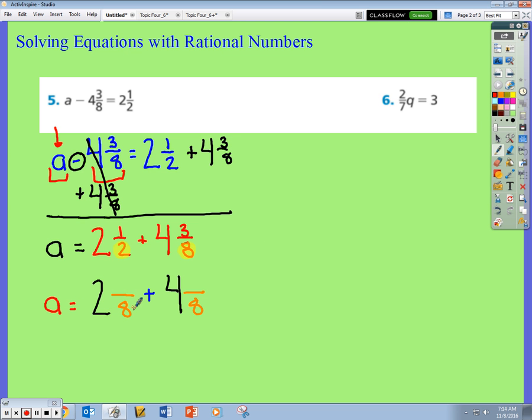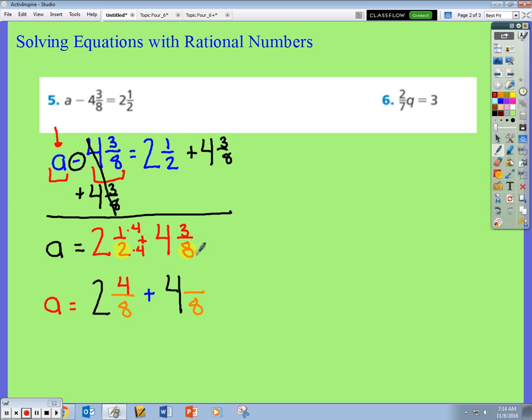Now, what did you multiply 2 by to get 8? Its other factor is 4. 2 and 4 are factors of 8. 2 times 4 equals 8. So I multiply the numerator by 4. 1 times 4 gives me 4. And that makes sense. 4/8 is equivalent to 1/2.